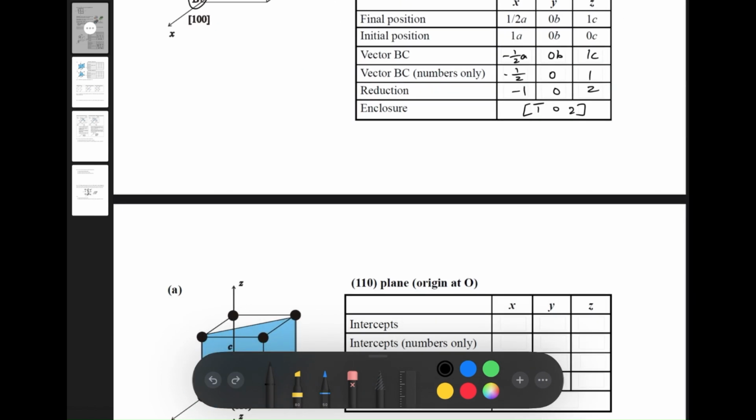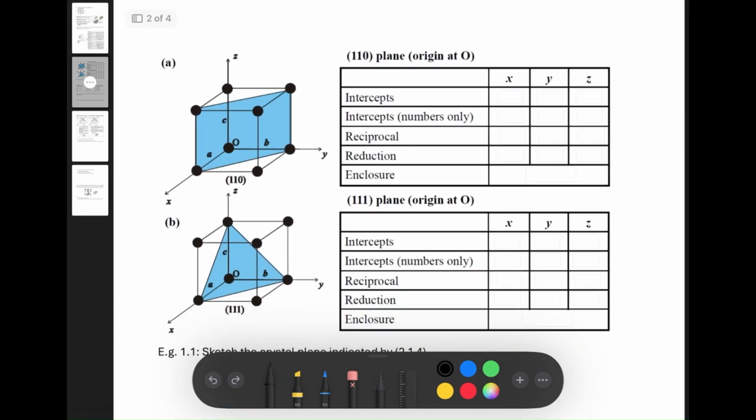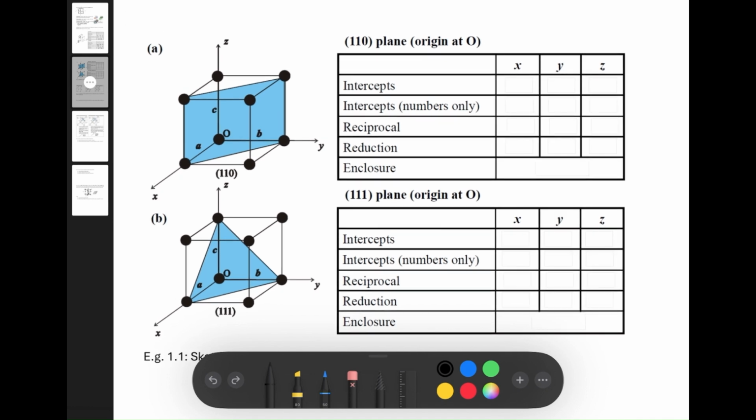We can repeat the same process for planes. What does a 1, 1, 0 plane mean? This is what's called the Miller indices, written in an enclosure like this. Miller indices is the proper term.